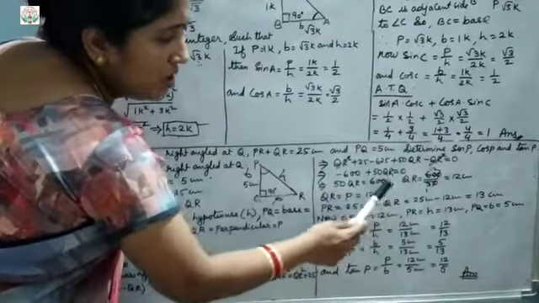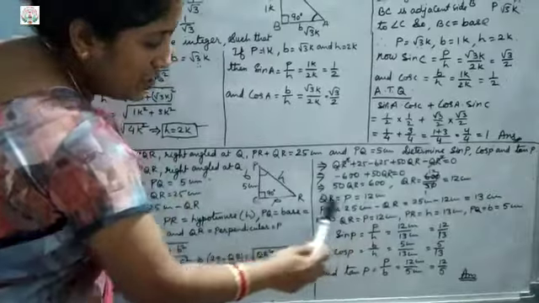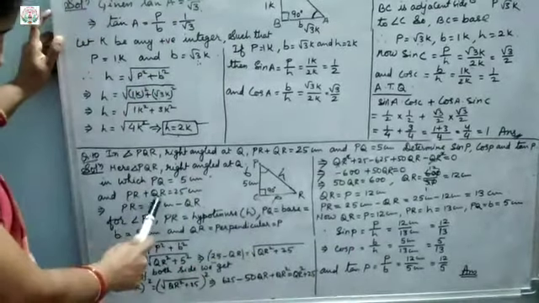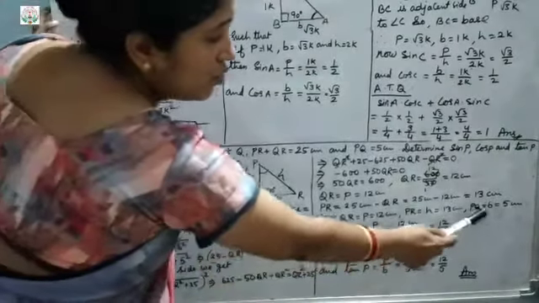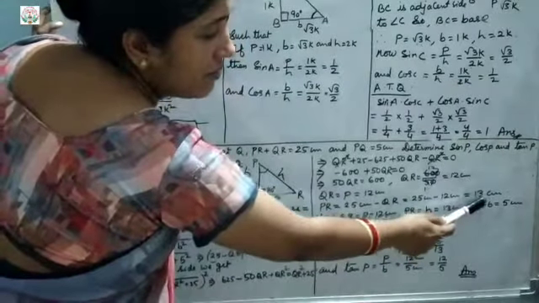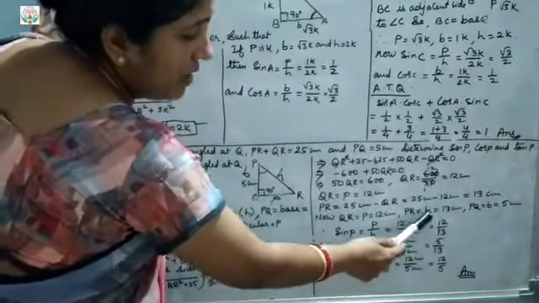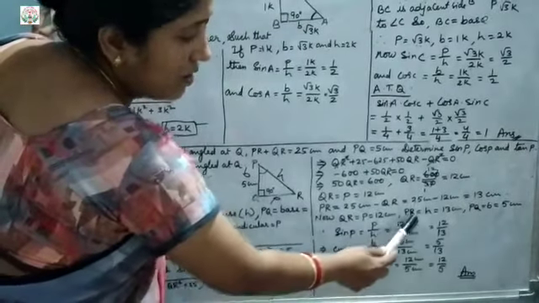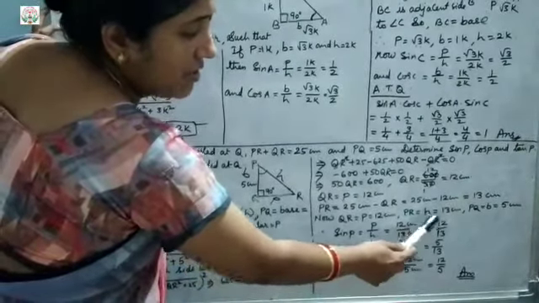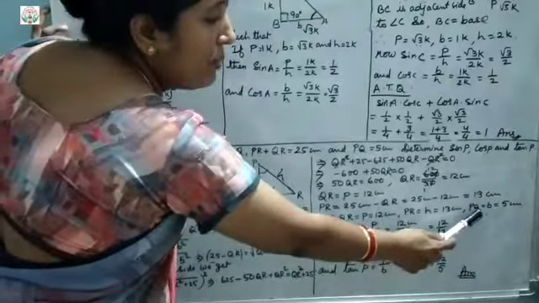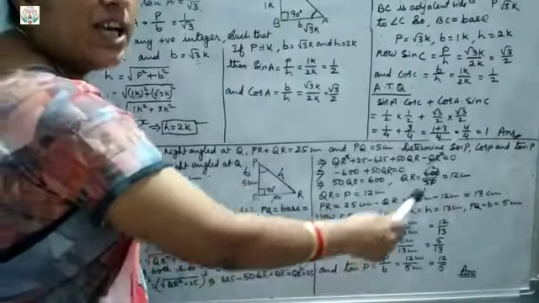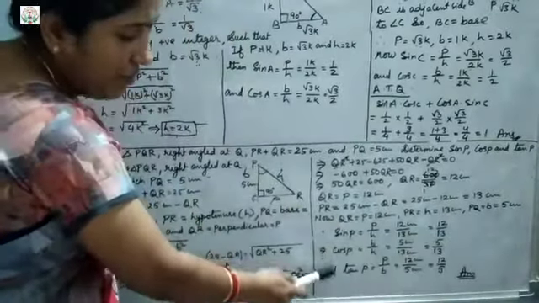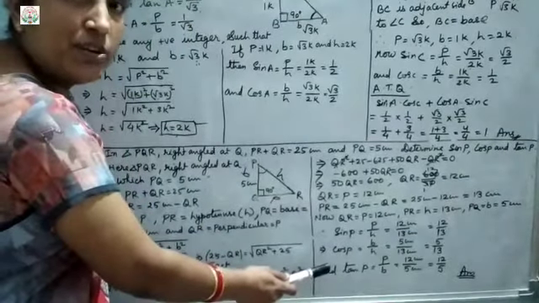B is known to us, that is 5. B is 5 and H is known to us, that is 13. So here QR, that is P, is 12, PR, that is H, is 13 and PQ, that is B, is 5. Means P, B and H are known to us. So can we find the trigonometric ratios?